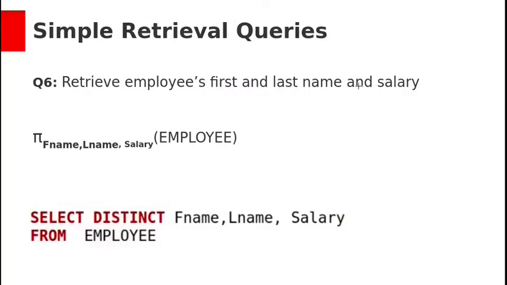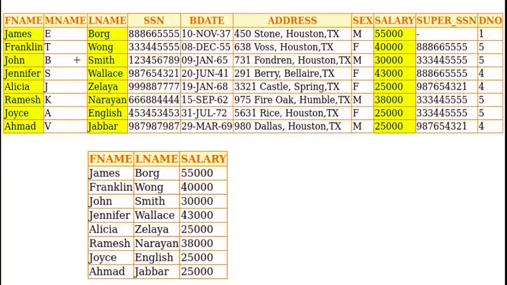Retrieve employee's first and last name and salary. Here also we are not filtering any rows. We want only the columns first name, last name and salary. So we need to use the projection operator: project F name, L name, salary on employee relation. The equivalent SQL query will be select distinct F name, L name, salary from employee. From this employee table we need to select first name, last name and salary. So our final result will be a table with these 3 columns with all rows.